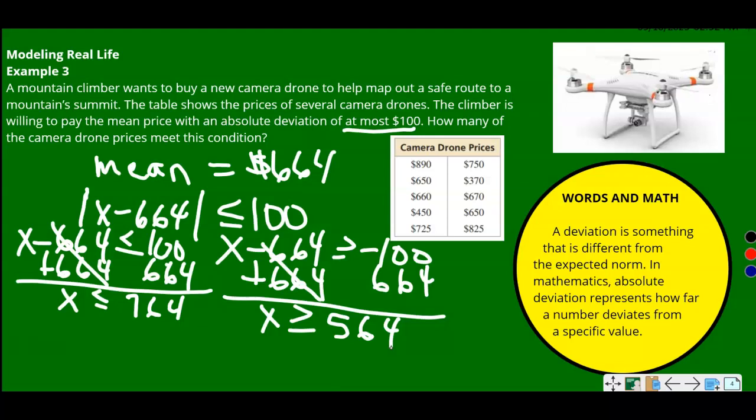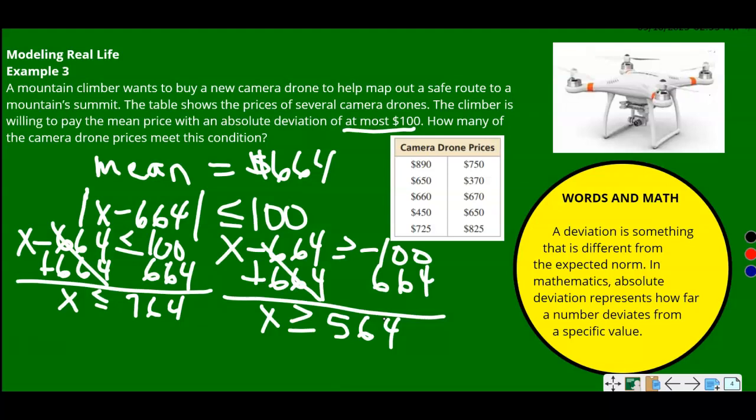It seems a little funny that he wouldn't want to pay less than a certain amount, but maybe drones less than a certain price just don't have the quality. They're not as good a quality. So maybe that's why there's a condition for a minimum and a maximum value.